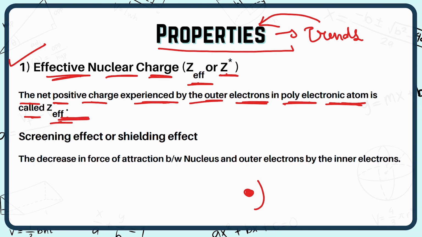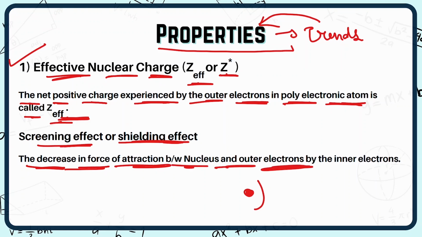It happens because of screening effect or shielding effect. What is it? The decrease in force of attraction between nucleus and the outer electron by the inner electrons, as stated in the example, is called screening effect. But we have a formula to calculate this Z effective, because we can't rely on such theories only. We need some mathematical equation.